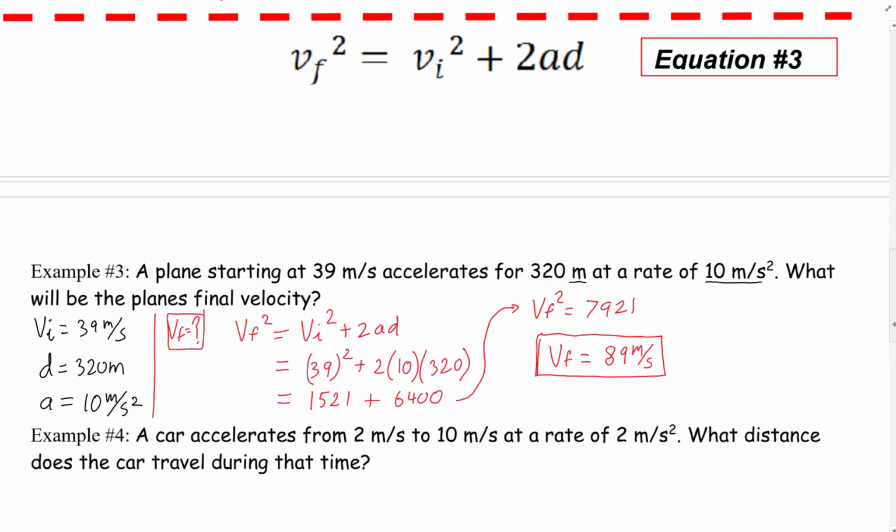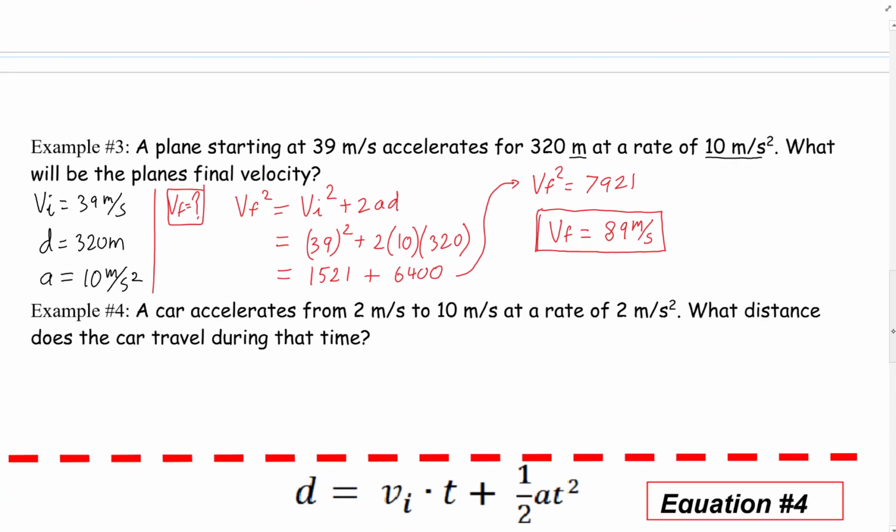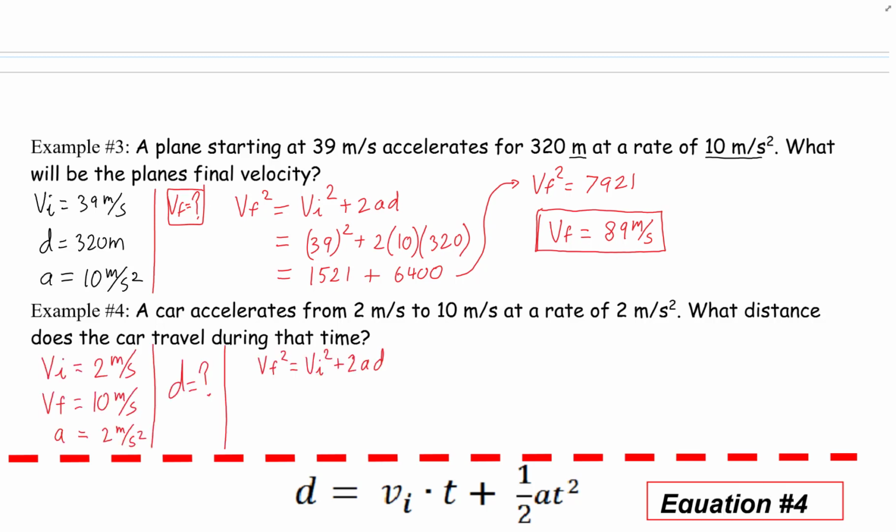Okay, that's that question. Get a head start on number 4, and I will show you the answer in a few seconds. Have you got this far? Writing down the givens of 2, 10, and 2. 2 meters per second, 10 meters per second, and an acceleration of 2 meters per second squared. There are my givens written down. And it's asking for what is the distance. So I'm just putting D equals question mark if that's what it's asking.